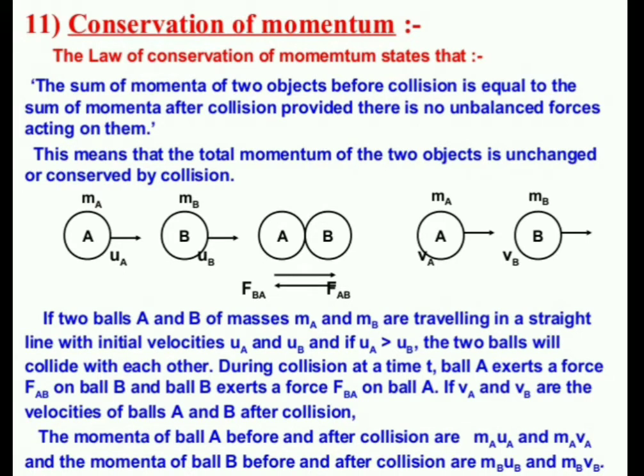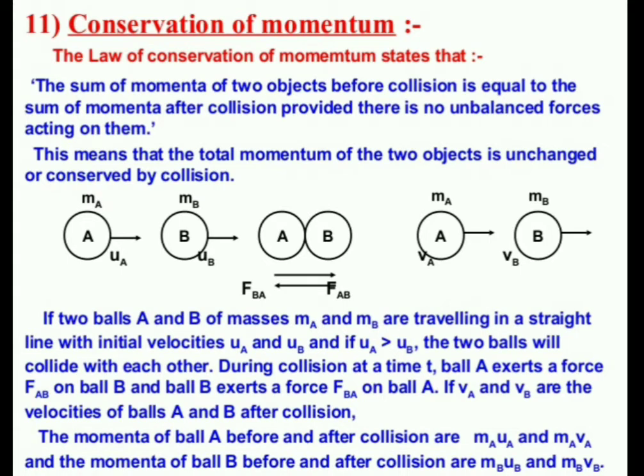The momenta of ball A before and after the collision are MA UA and MA VA. And the momenta of ball B before and after the collision are MB UB and MB VB.